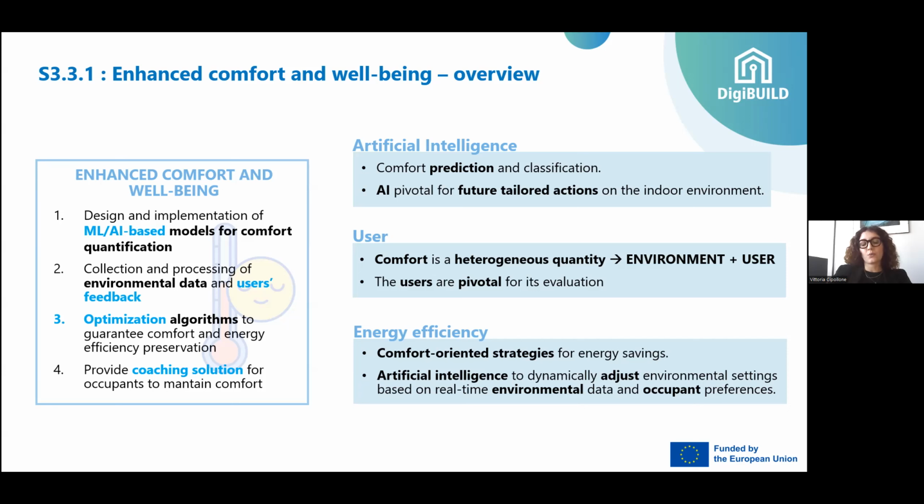We can say that one of the final results of this service is the so-called coaching solution, which puts the user at the center of the whole measuring process, since if on one hand, as I said before, the user feedback is fundamental for comfort quantification, on the other hand, the models that we implement in the framework of this service will provide the proper output to the end user to act on the environment and maintain comfort. So as a consequence, you can see here in the slide on the right that the three main concepts inside our service are artificial intelligence, user, and energy efficiency. Artificial intelligence, as I said, is used to predict comfort because it helps to have a future quantification of comfort to tailor specific actions on the environment to maintain it or to improve it, obviously.